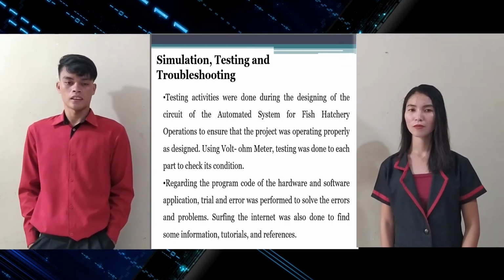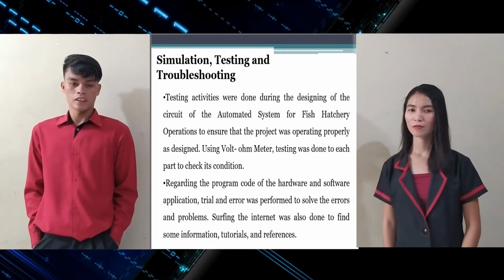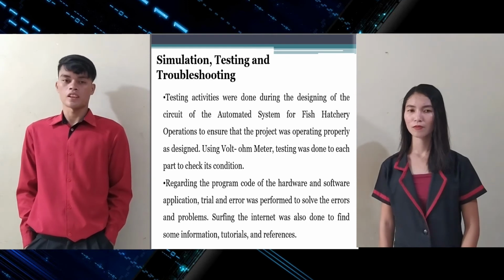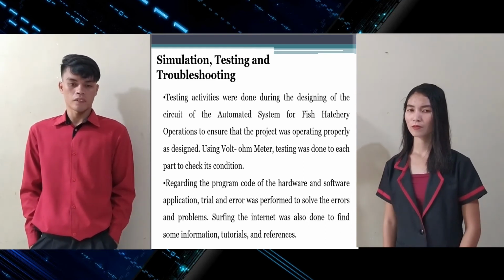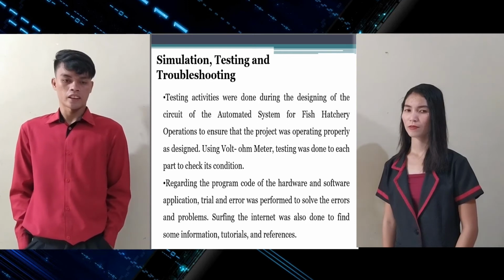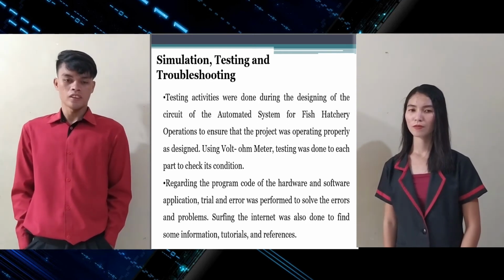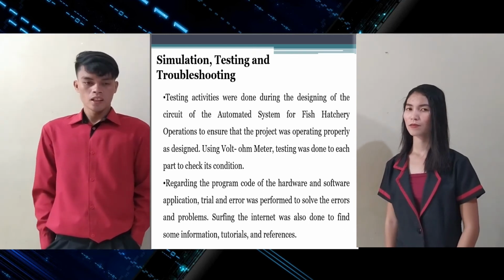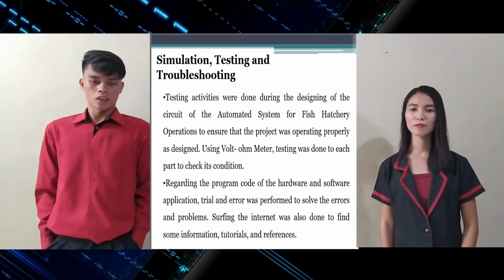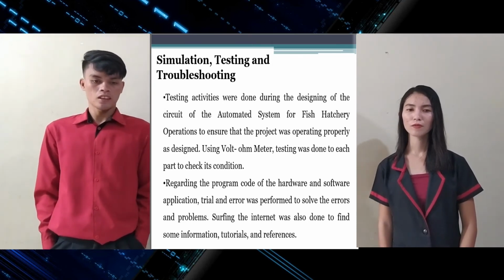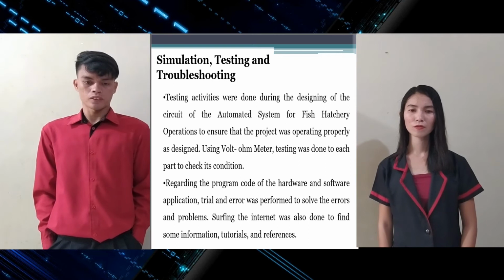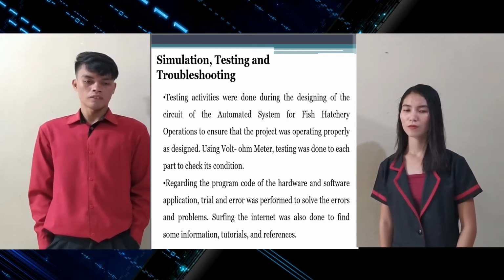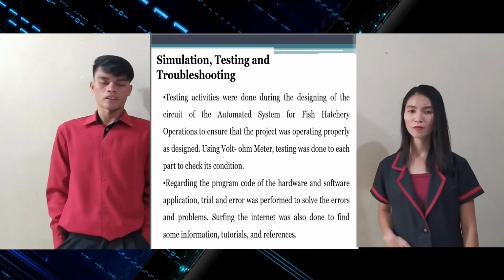Simulation, testing, and troubleshooting. Testing activities were done during the designing of the circuit of the automated system for fish hatchery operations to ensure that the project was operating properly and as designed. Using a voltmeter, testing was done on each part to check its condition. Regarding the program code of the hardware and software application, trial and error was performed to solve the errors and problems. Surfing the internet was also done to find information, tutorials, and references.